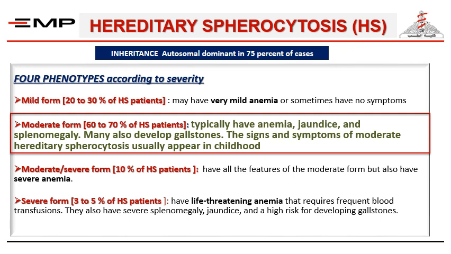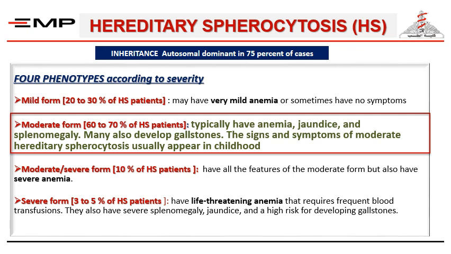It's 60 to 70%. Typically, they have hemolytic anemia. They have jaundice, indirect hyperbilirubinemia, and they do have splenomegaly. And many have gallstones, and this is very characteristic. Symptoms and signs usually appear in childhood. A mild form occurs in 20 to 30%, with very mild anemia, and may even be asymptomatic.